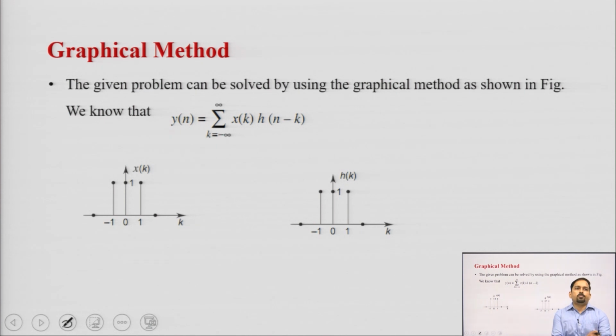Now, having completed the analytical method, we are going to start with the graphical method. This method is also very helpful when one signal is finite and the other signal is of infinite duration. So, definitely this graphical technique will help us. How does this technique work?